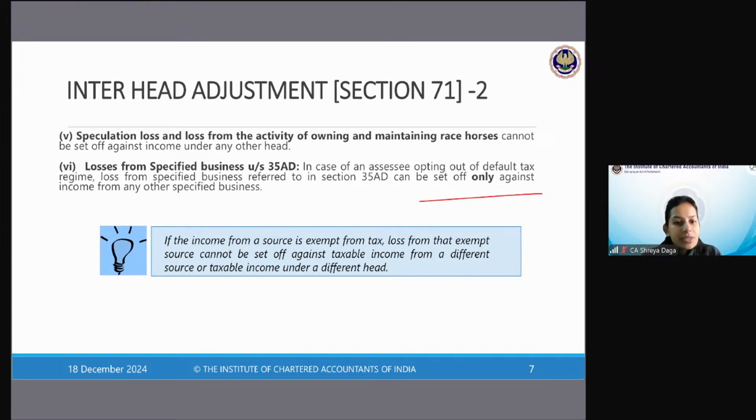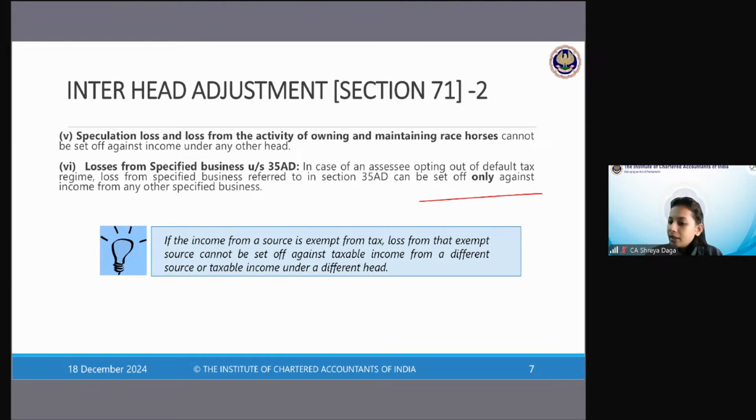Okay, interhead adjustment, there are a few more restrictions. Speculation loss and loss from OMRH cannot be set off against any other head. If they were so orthodox that they could not be set off against different sources from the same head, then I'm sure they cannot be set off against any other head, right? And the same applies to loss from specified business under 35AD.